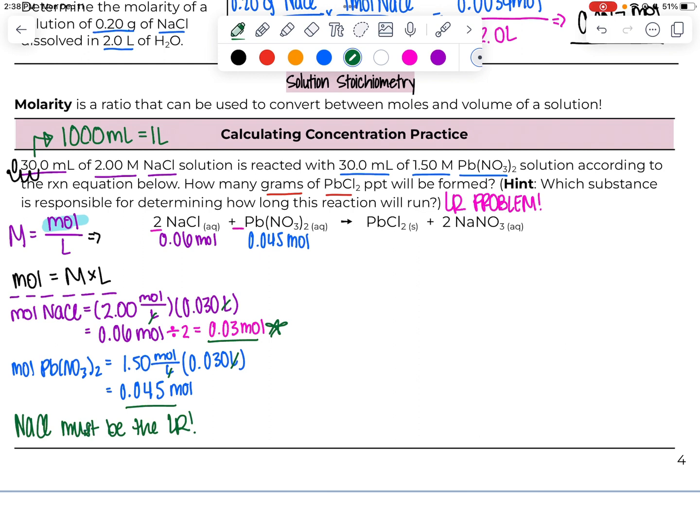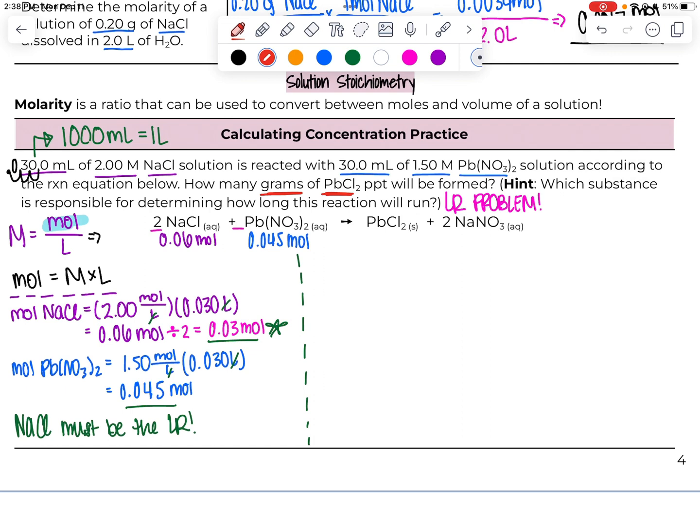Great. Okay, so now I figured out the limiting reactant. Awesome. What's my next step? Well, my next step is, now that I have my limiting reactant, I can immediately go to start figuring out what I'm asked to find out in my question, my grams of my lead chloride precipitate. And you might be saying, Miss Lambert, don't we need to do a BCA table? And the answer is, you can, but you don't have to.